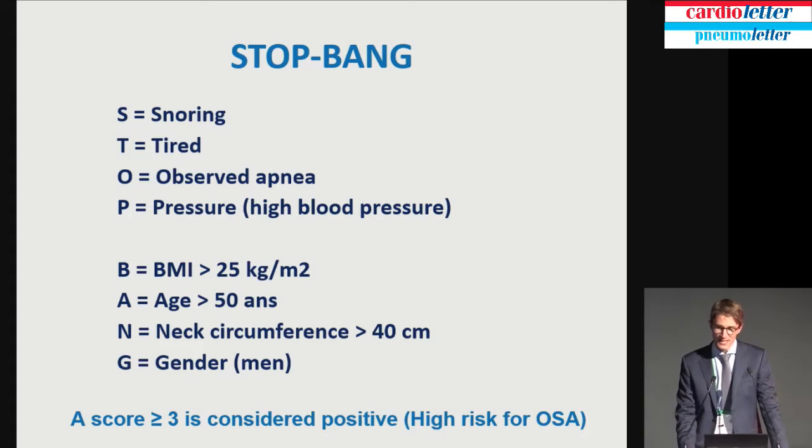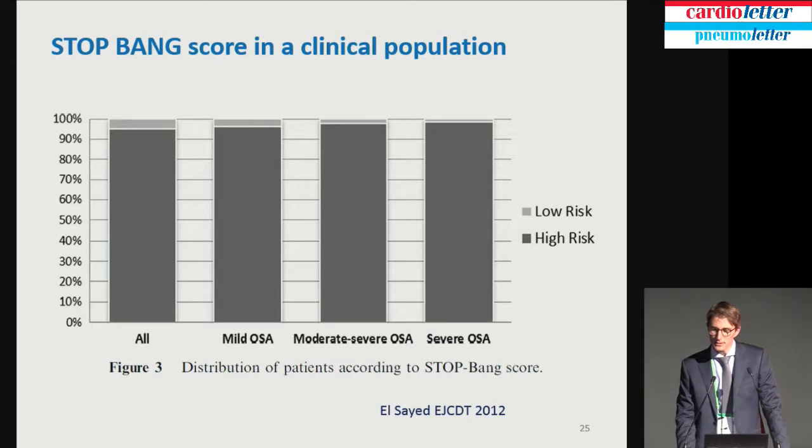So it's 8 different items that you see here, and each item is worth 1 point. And if you have 3 or more points, it's considered abnormal and at risk for sleep apnea. I think the main issue with this score is that it includes a lot of people, because if you're a man with a BMI slightly higher than 25 and you're tired, then you have to go for a full sleep investigation. And when you look at this clinical study from Egypt, you have 92 to 99% of the people who are positive. So it's not very helpful.